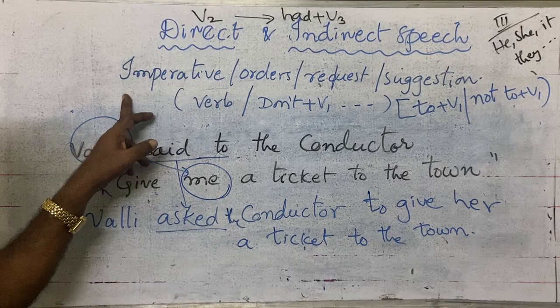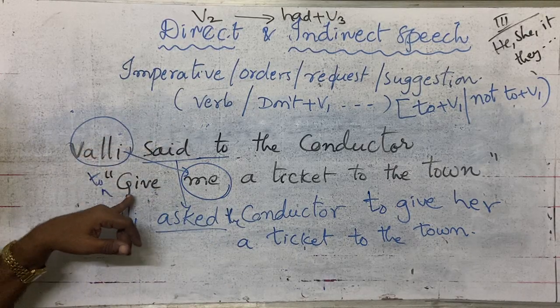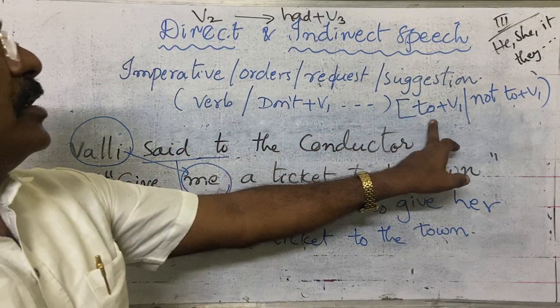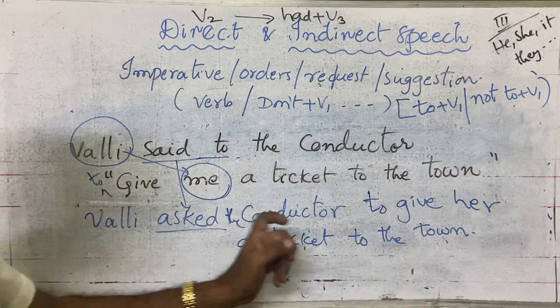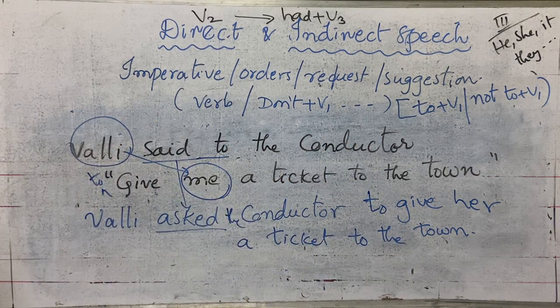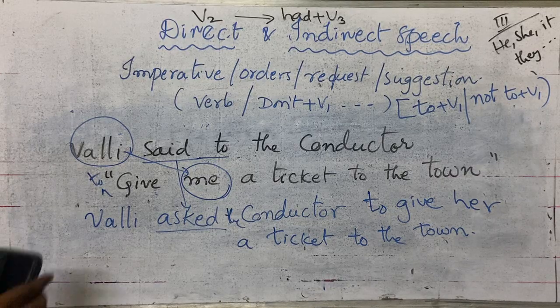This is the imperative. Why? Because it is starting with the verb, give me a ticket. So that's why we are using the conjunction to plus V1. The remaining are going to be as it is. Now one more is given in the model papers.